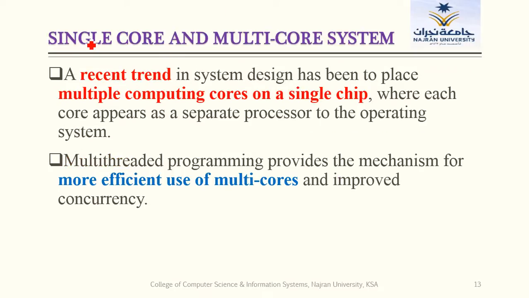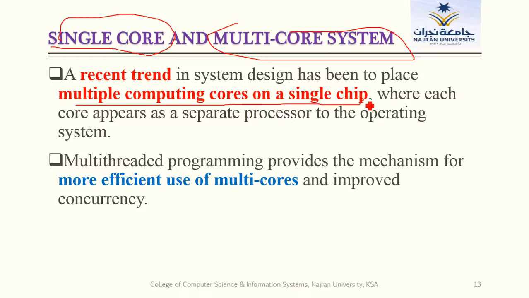So today we are going to start the second session. The first topic is single core and multi-core systems. In recent system design, the trend has been to place multiple computing cores on a single chip. So we have multiple processors, where each core appears as a separate processor to the operating system. We currently have systems which are dual core, quad core, i3, i5, i7, available in the market. So we do not have only one processor, maybe we have more than one processor.